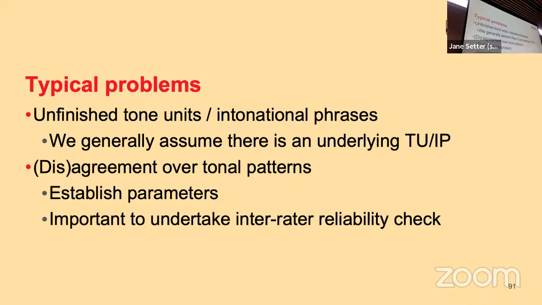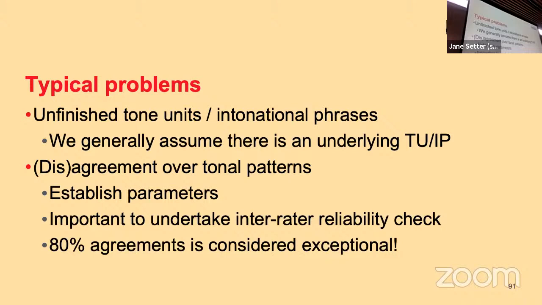And you really need to undertake an inter-rater reliability check. And from discussions with various researchers, if you can get an 80% agreement with intonation, you're doing really well. Really, really well indeed. But you need to show that you are on the positive side of 50, I think, really, with this. But it is hard. And we have had some where we've managed to get a level of agreement around here, but above this is really difficult. Even if you've agreed your parameters, it can be hard.